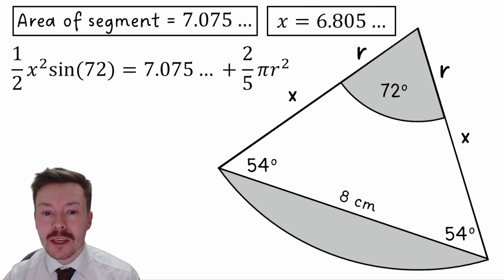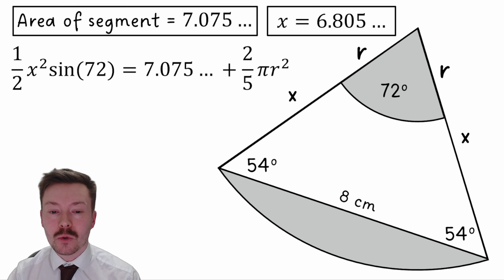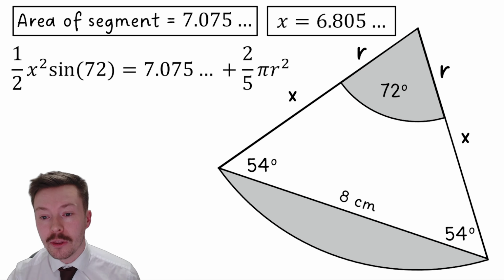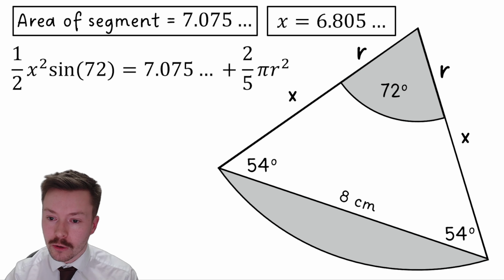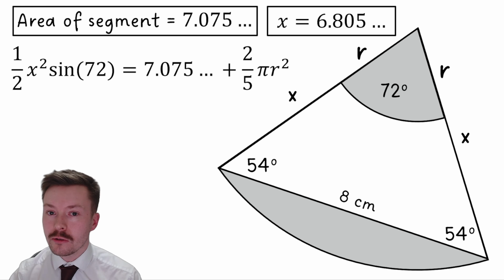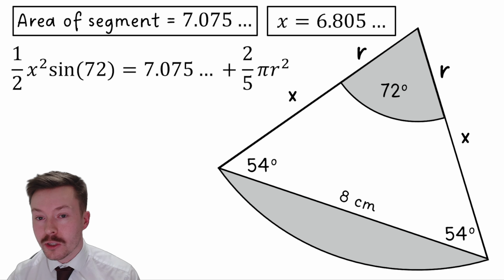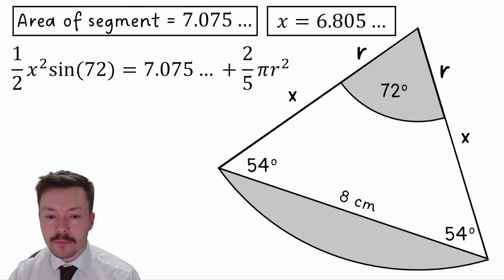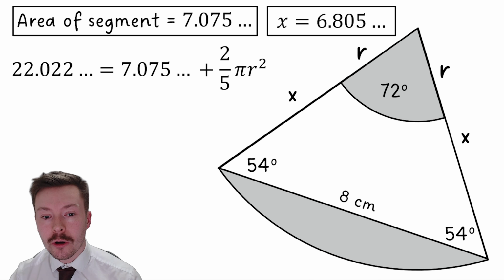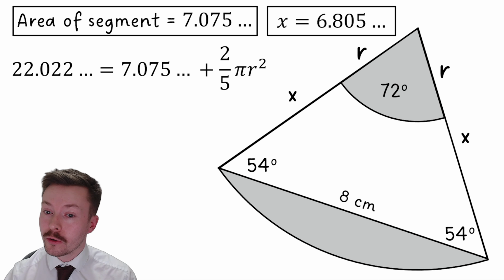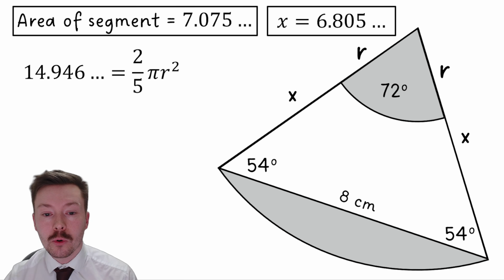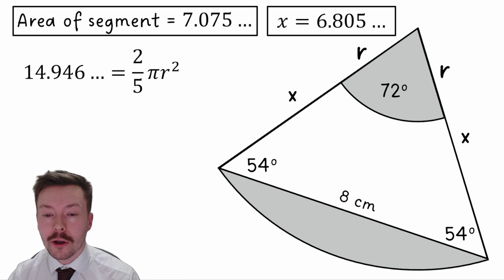The area of the triangle is a half x squared sine 72, which we used earlier. The area of the segment we have got just above there, 7.075... They are truncated values, just to be clear, they are not rounded, plus the 2/5 pi r squared. Calculating the area of the triangle, we get this, 22.022..., and we are then going to subtract that 7.075... from both sides to give us 14.946, etc. That's equal to 2/5 pi r squared.